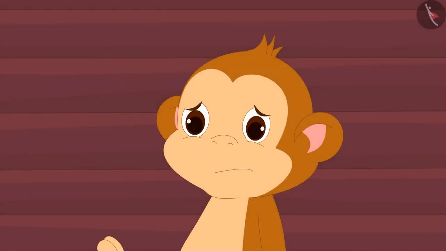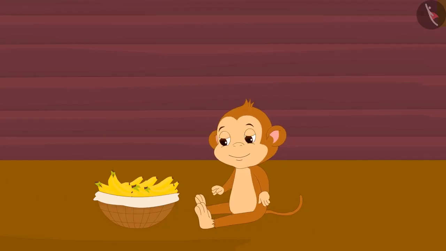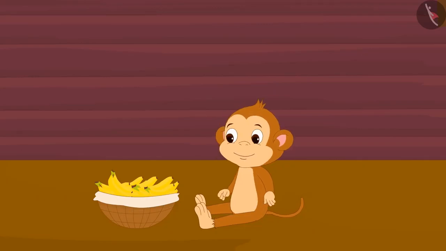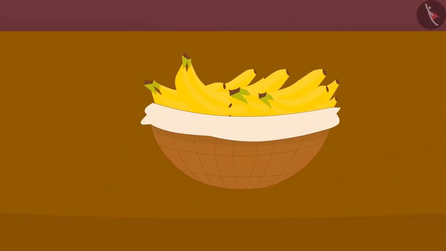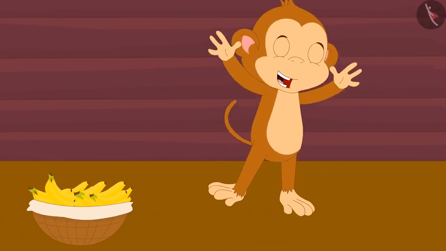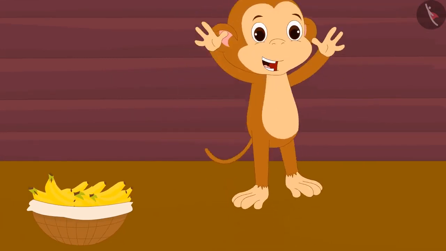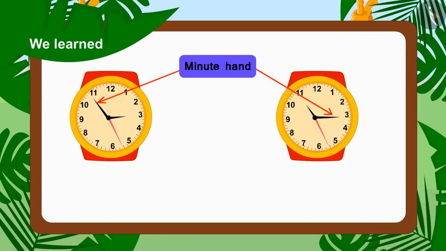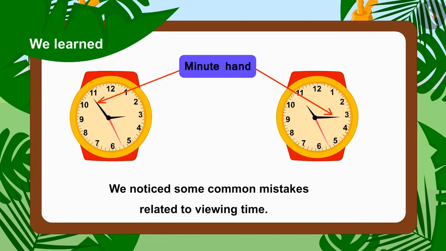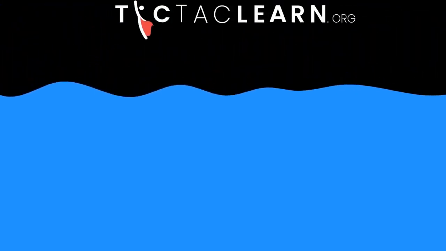Babban became depressed for a while. But then he saw the angel had placed a lot of bananas in a basket beside him. Babban started dancing happily after seeing this. Children, in this video, we learnt about some common mistakes related to telling time.